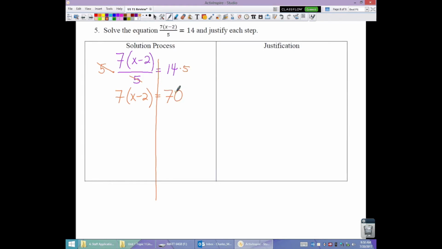What gave me the right to multiply both sides by 5? The multiplication property of equality. Okay. We do have parentheses, so we'll need to distribute. 7 times x is 7x. 7 times negative 2 is negative 14. And you're allowed to distribute because of the distributive property.